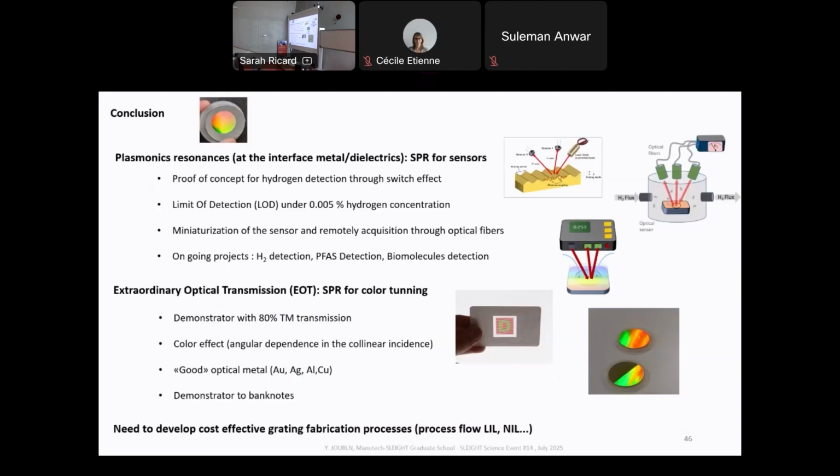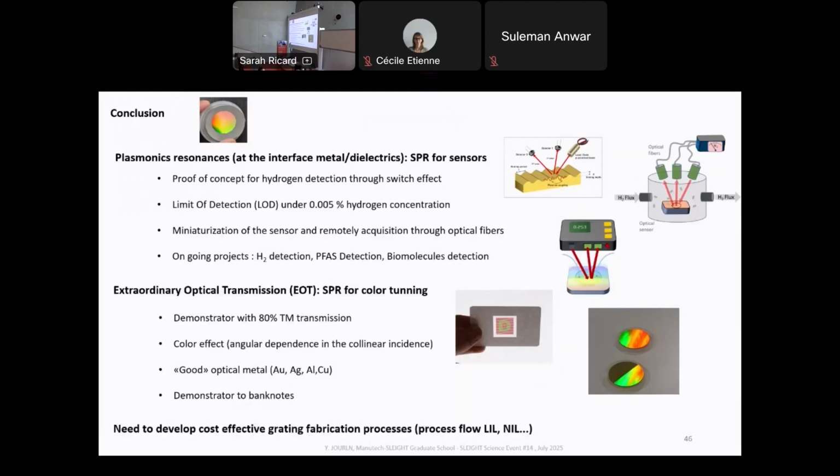Okay, so to conclude, I presented two main applications concerning metallic layers, corrugated and, let's say, diffraction gratings for sensing. So we still have a lot of work to develop our sensor. We work on hydrogen, PFAS, and biomolecule detection, but we are still at the level of demonstrator. And here it's also a pleasure to see that the extraordinary optical transmission got to banknotes in some countries. So it is a good achievement.